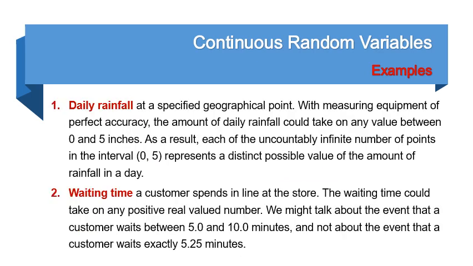Here you can see more examples for the daily rain and the waiting time for a specific customer to spend online at a store. Just more examples to see that the amount of rain and the waiting times are examples of continuous random variables, which we have to talk about in terms of intervals between two values. It cannot take a specific value.